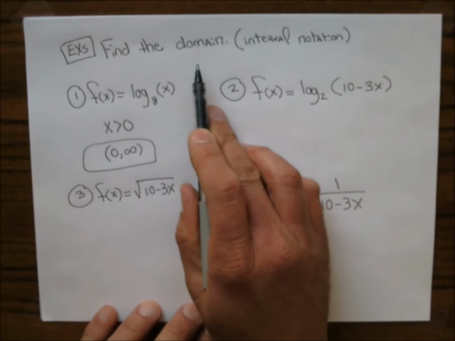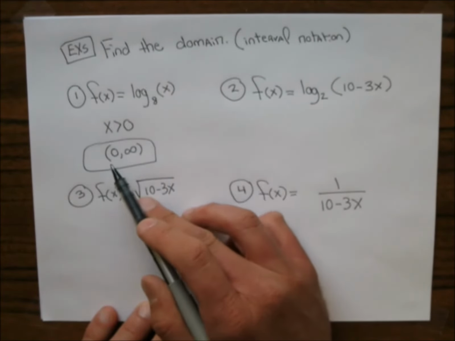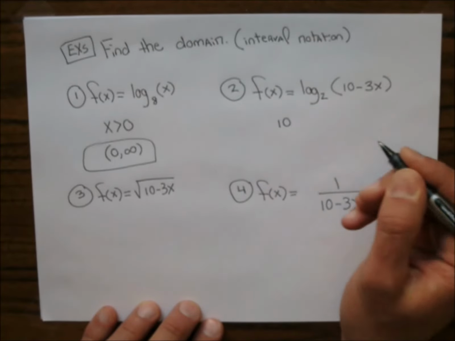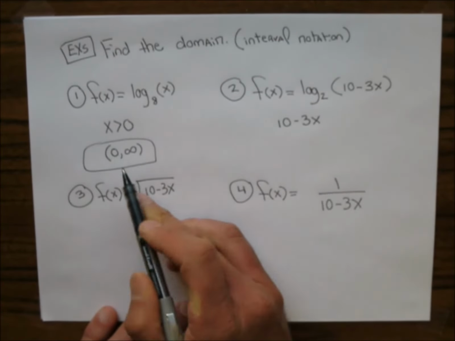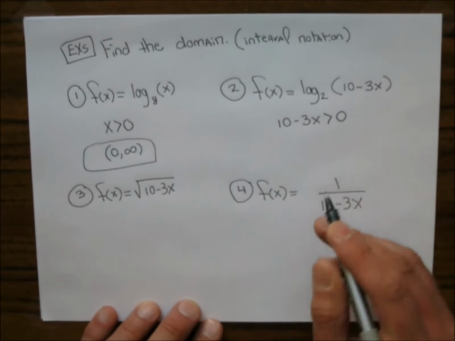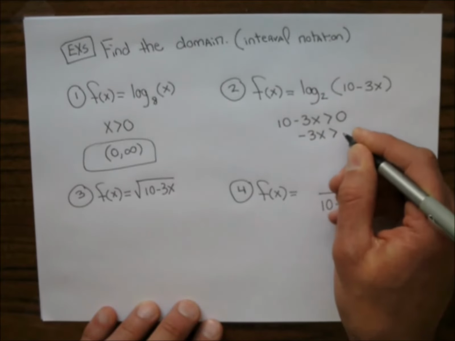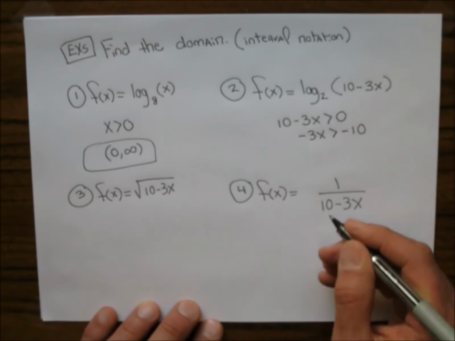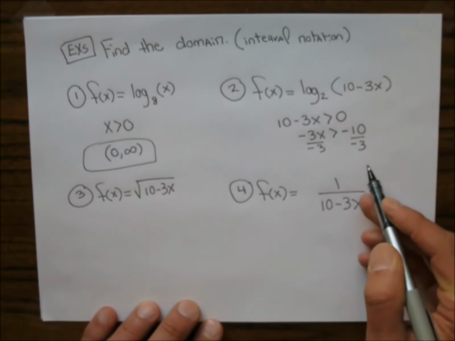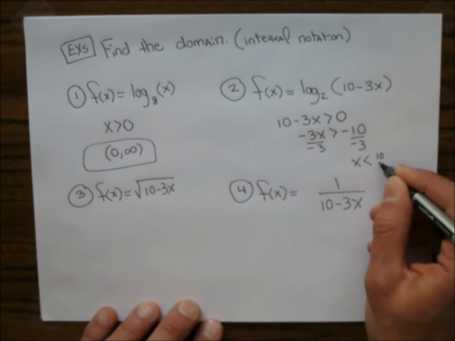Okay, find the domain. So are they asking us to plug something into the function? No, they're just saying, what can this function eat? 0 to infinity. What can this function eat right here? Well, you take the argument, like we did there, and you have to say it's positive. It's greater than 0. So you solve this inequality. Negative 3x is greater than negative 10. And when you divide or multiply by a negative number on an inequality, it flips the inequality. So you end up getting x is less than 10/3.